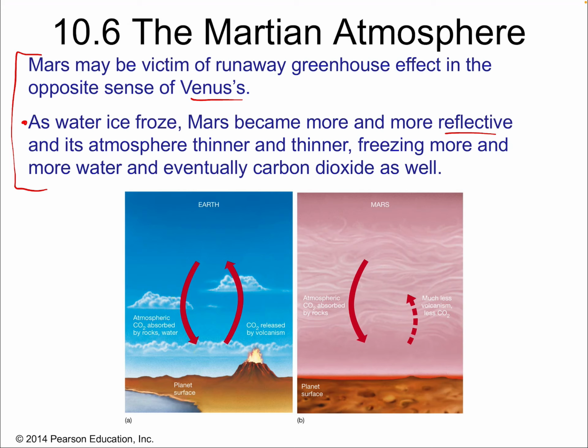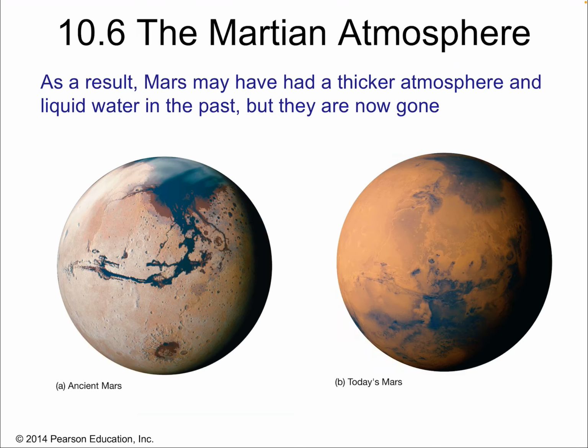Okay. So that means that Mars may have had a much warmer surface and a much thicker atmosphere a few billion years ago, back when liquid water would have been around. So as a result, Mars may have had a thick atmosphere and liquid water in the past, but they are now gone due to that reverse greenhouse effect. Something that takes a long time to happen, but then we're looking at the eventual effect.